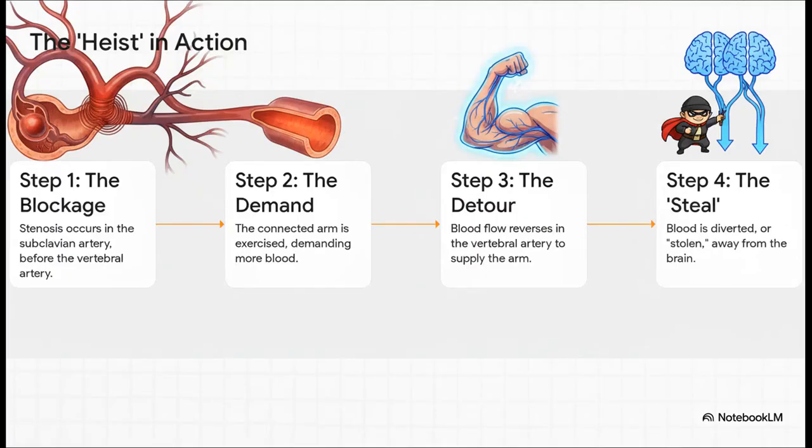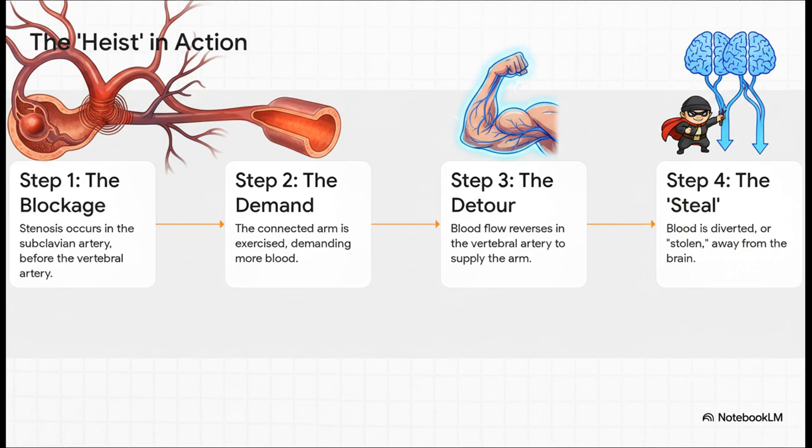So how does this heist actually go down? Well, first, you get a blockage or stenosis in the subclavian artery before the spot where the vertebral artery branches off. Then, the person starts using that arm. Maybe they're exercising or carrying groceries. That arm is now screaming for more blood. So what does the body do?